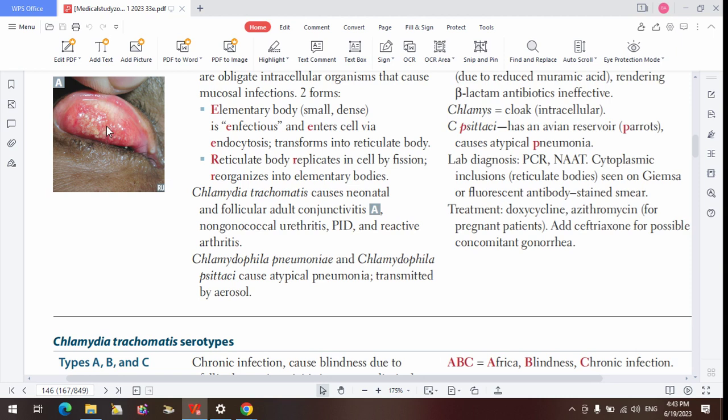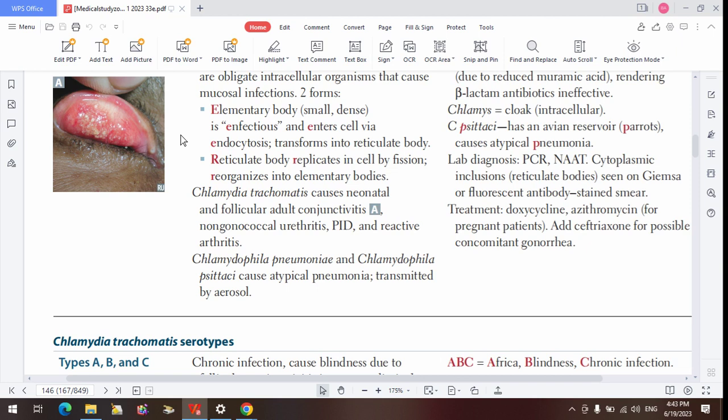Why? Because one of the ways someone can get this is through flies. Flies can transmit the organism from one eye to another. The flies settle here, pick up the organism, and transmit it to someone's eye. The person rubs the eye and inoculates the organism there. They can develop trachoma.